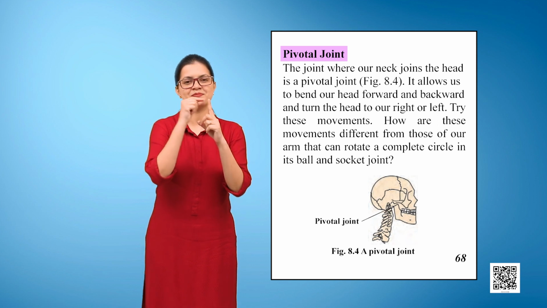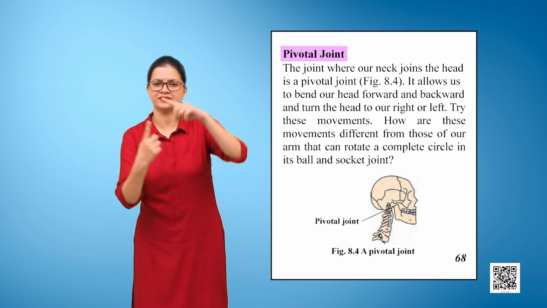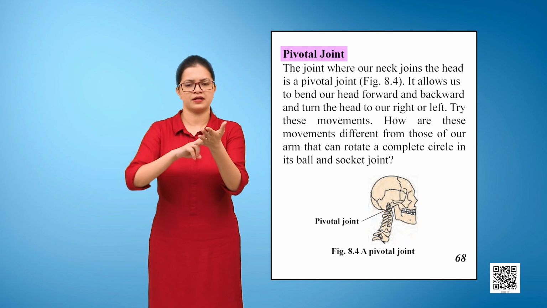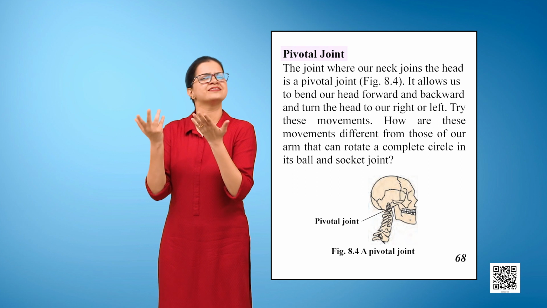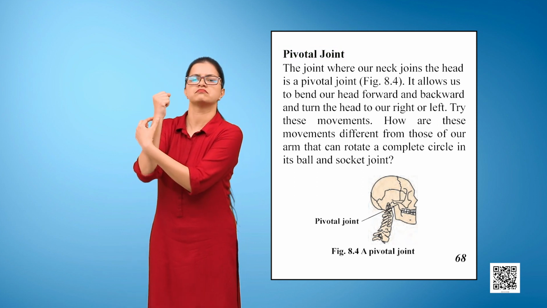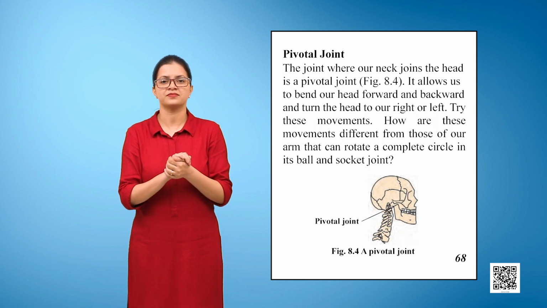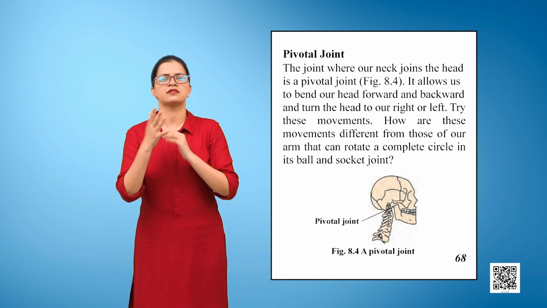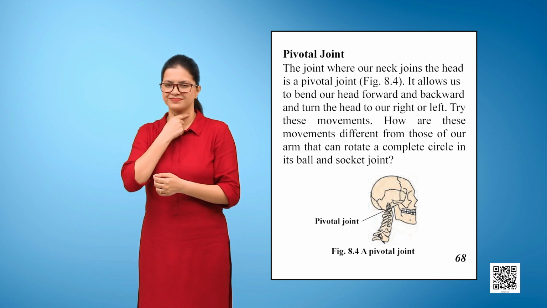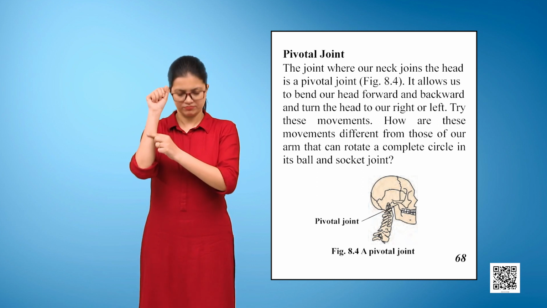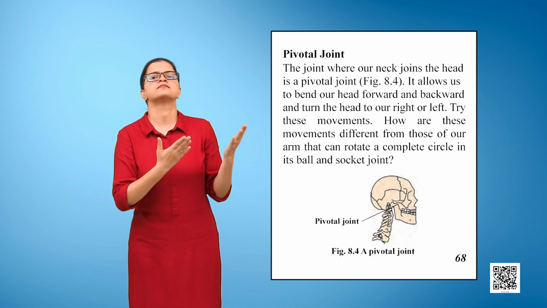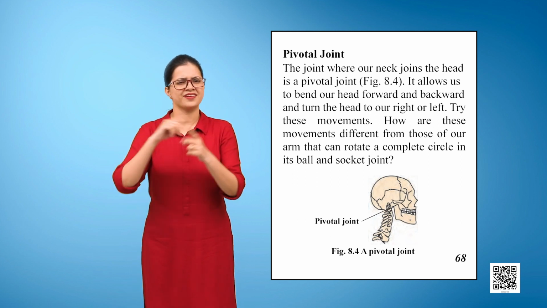Pivotal joint. The joint where our neck joins the head is a pivotal joint. Figure 8.4. It allows us to bend our head forward and backward and turn the head to our right or left. Try these movements.